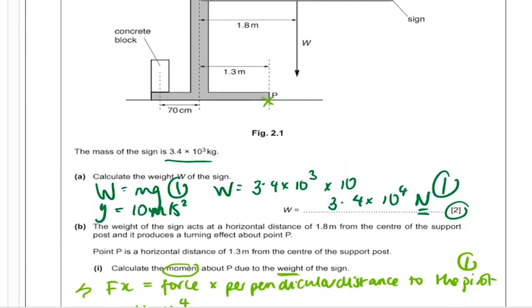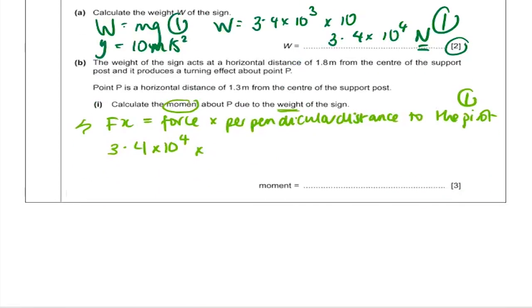Now I'm going to extend the line of action of the weight with a dotted line, so the weight is acting vertically down this way. To calculate the moment from that force, I need its perpendicular distance to the pivot. So I need the distance from this point to here at 90 degrees. It's this distance that I'm interested in. As you can hopefully see, 1.8 minus 1.3 gives me 0.5 meters for my perpendicular distance. So this should be 0.5, and if people went wrong, that tended to be what happened.